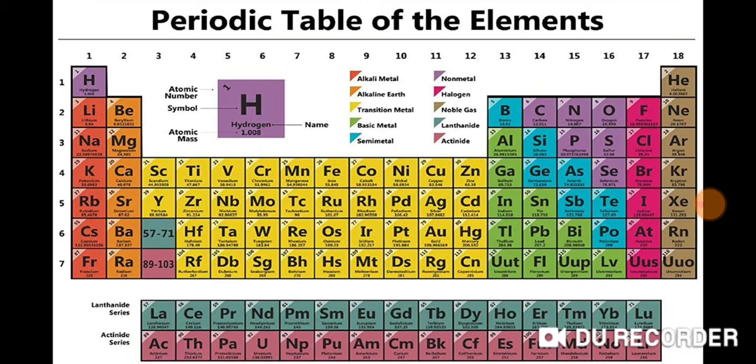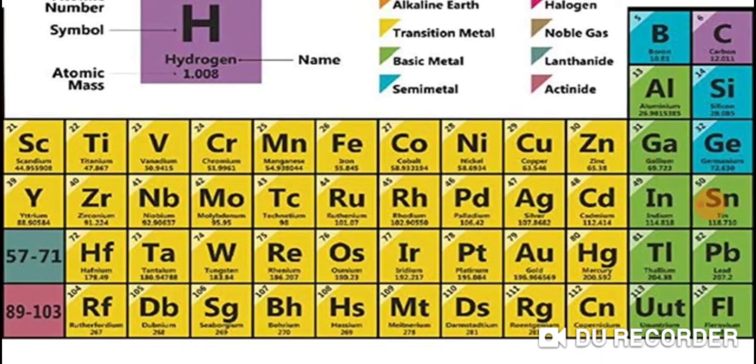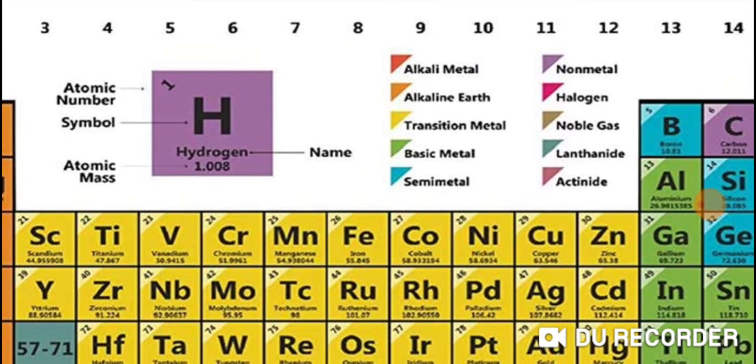We have the orange part, the alkali metals, the yellow part, transition elements, the pink part, halogens, the brown part, noble gases, and the lanthanides and the actinide series, the green and dull pink at the bottom. So, the first thing that arises is how to read a box, every element, how to read it.